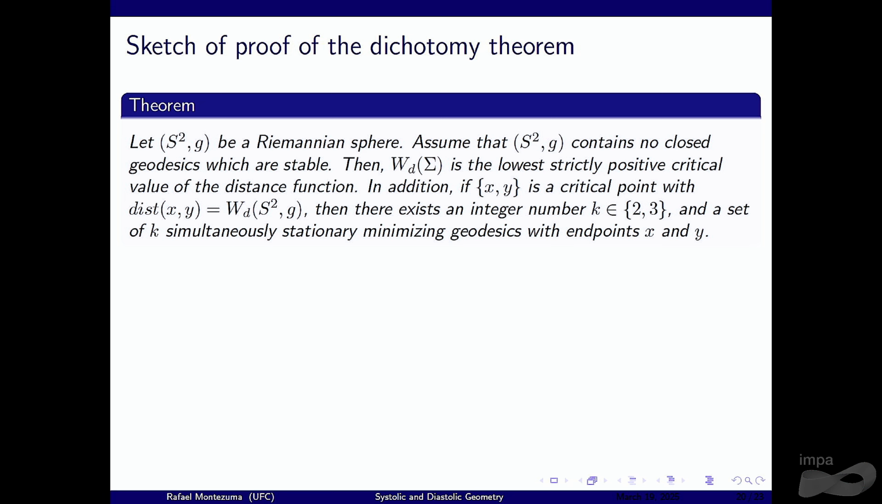This theorem here is representing one of the constructions that we have to do of sweepouts. It says the following. If you assume the hypothesis that I mentioned, then the width is actually the lowest strictly positive critical value of the distance. This is just repeating the statement.